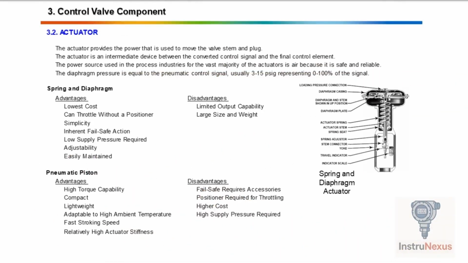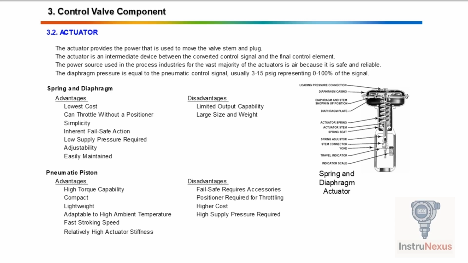Actuators. Let's now talk about actuators, the muscle behind valve operation in a control system. The actuator is the device that provides the force or power needed to move the valve stem and plug. Think of it as the link between the control signal and the actual movement of the valve, a crucial intermediate component that translates a control signal into mechanical motion.